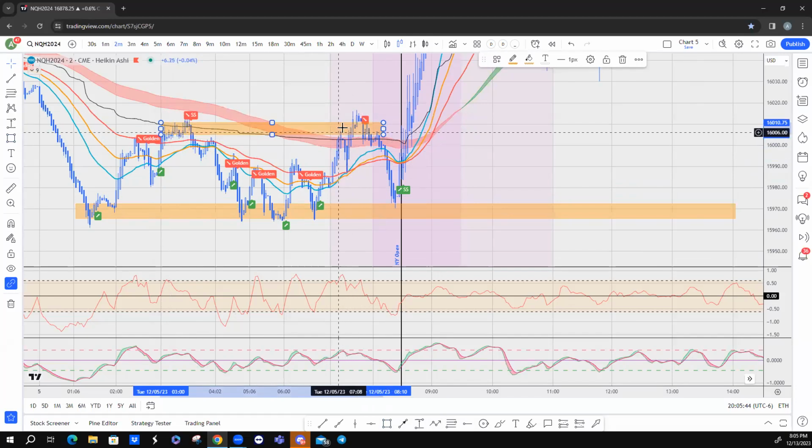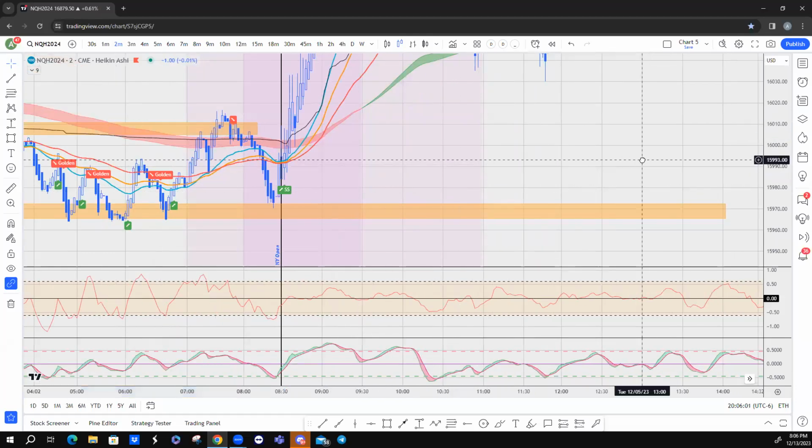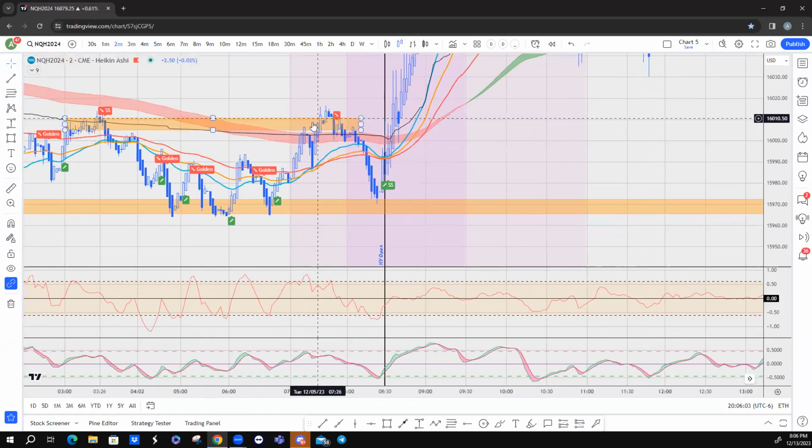I will see if I do spot a divergence, because it's right at a key level here, because price here stopped. So there's a high probability that price right here is going to stop. So I'm going to see if I spot a divergence, and I do see a nice bearish divergence right here.